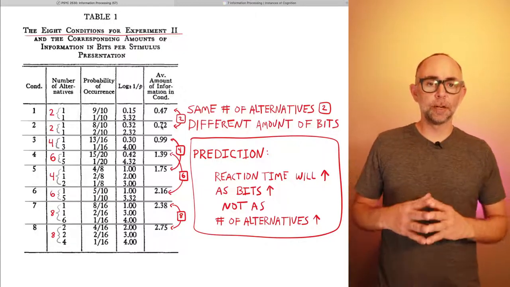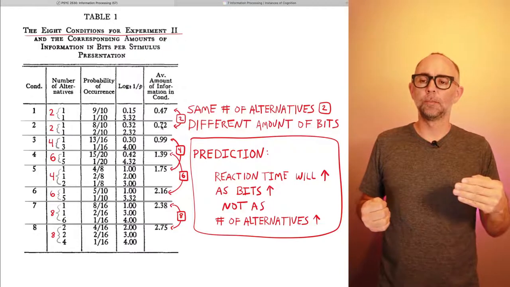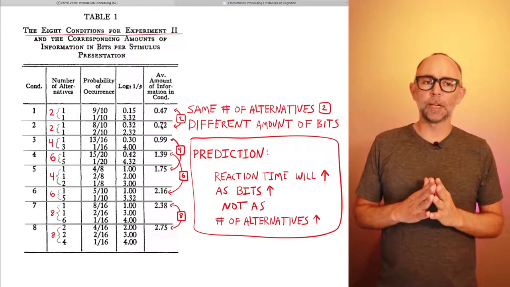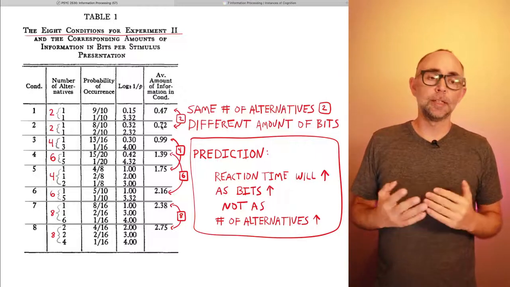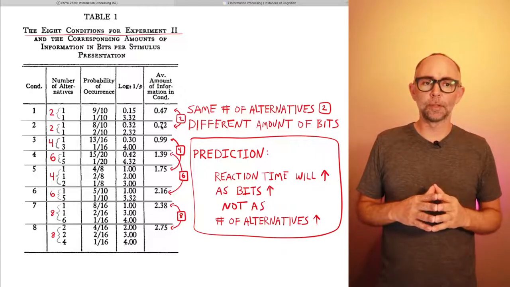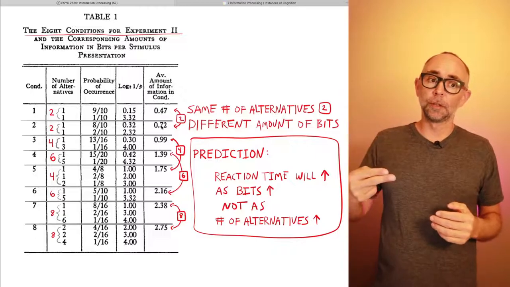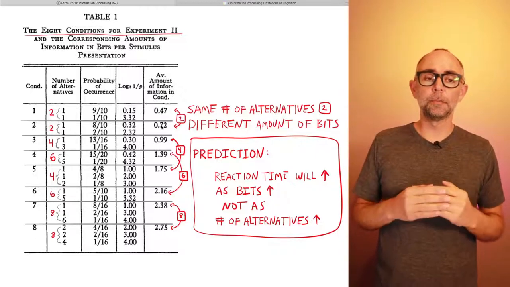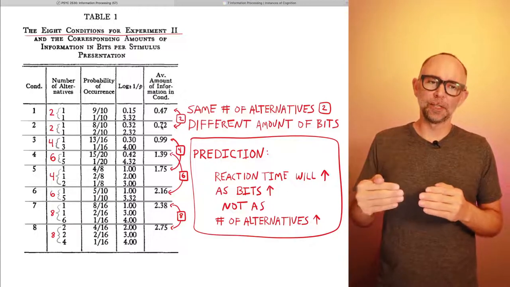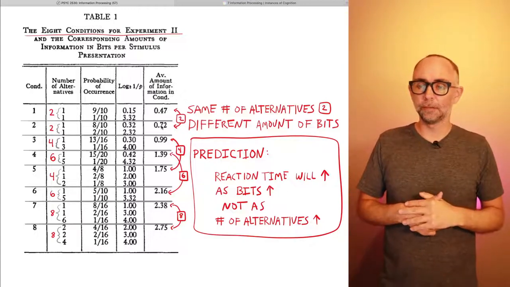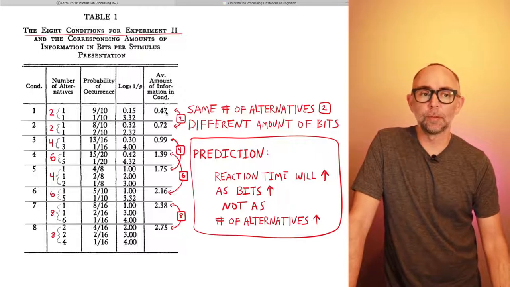So we have a comparison between condition 1 and 2. They both have two alternatives, but one condition has less information and one condition has more information. We could stop here and ask, are people going to respond with the same speed in both conditions? If they did, that might suggest they're just sensitive to the number of alternatives, because there are two alternatives in both conditions. However, people might be faster when there is less information and slower when there is more information. So you might get different reaction times even though they both have two alternatives.